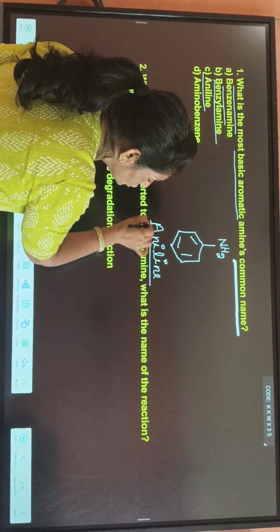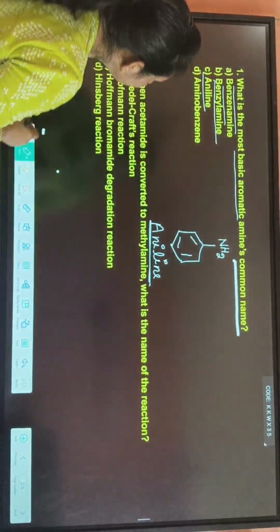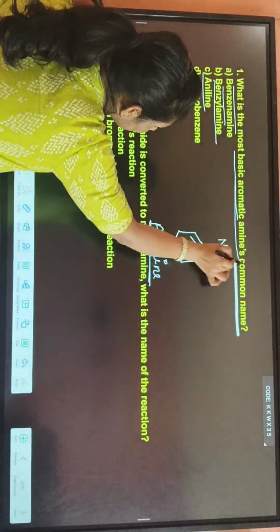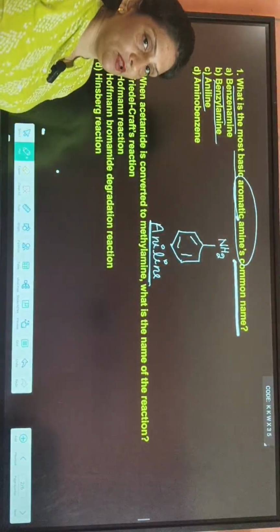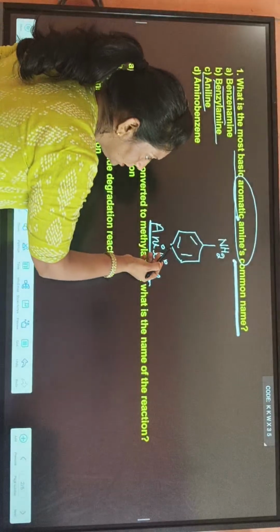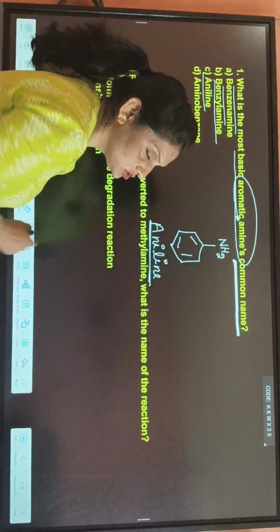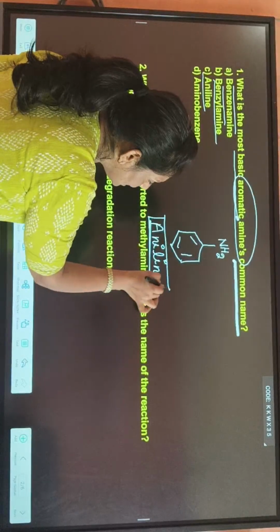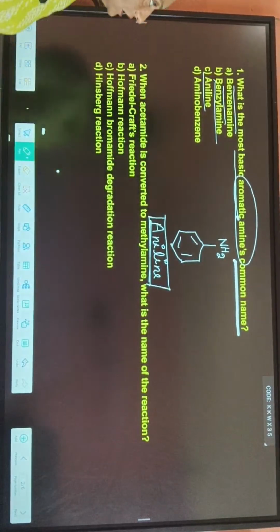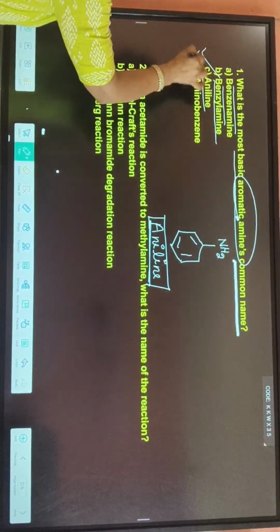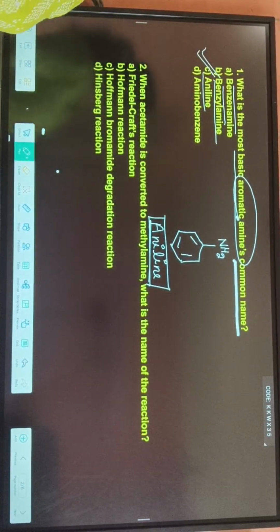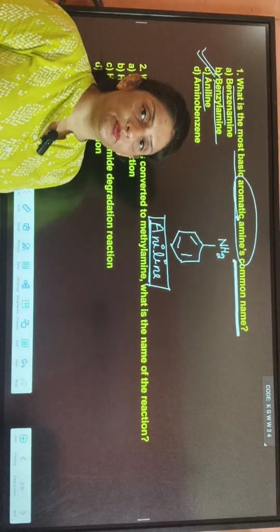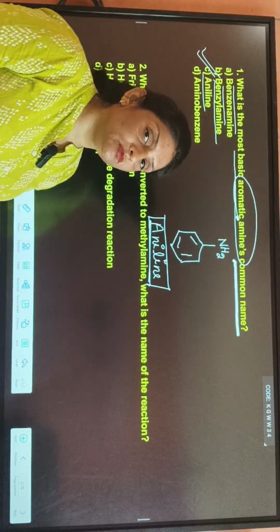Our question is, what is the most basic aromatic amine's common name? So this is the aromatic amine C6H5NH2 and its common name is aniline. Aniline is the correct option for this question. I hope, students, this question is clear to you. Now move to question number 2.